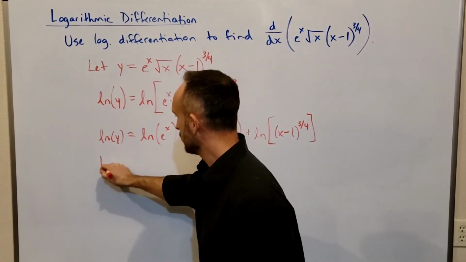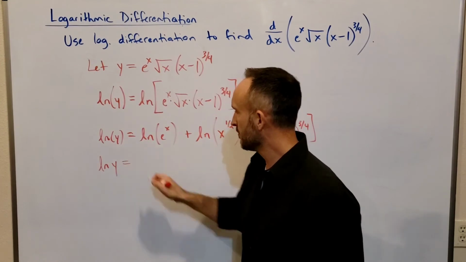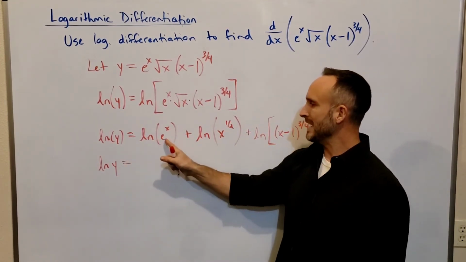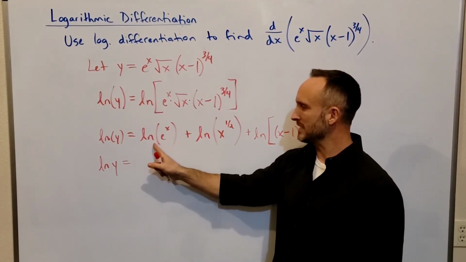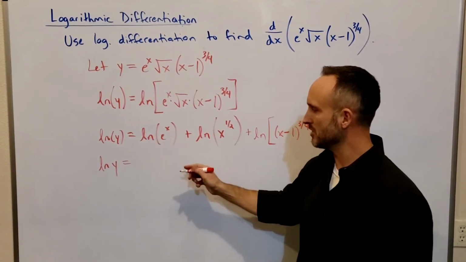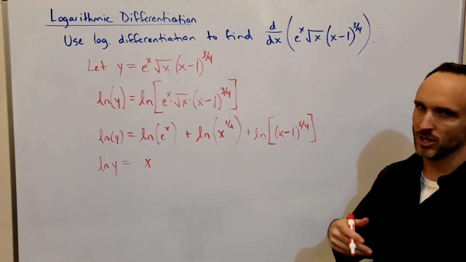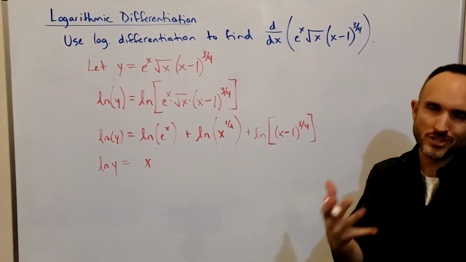So now we've got the natural log of y. You don't need the parentheses there if you don't want them. Now the natural log of e to the x, since this is base e, the natural log and the e cancel and just give you x. Okay, you may want to review that if you don't remember it. But the natural log of e to a power is always just the power.